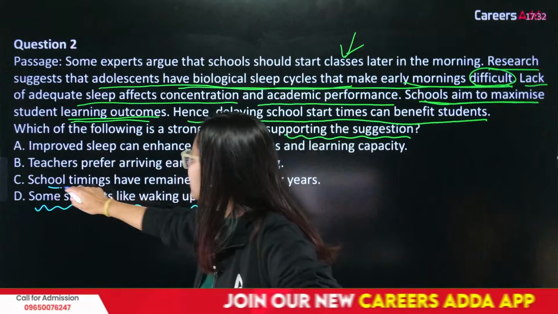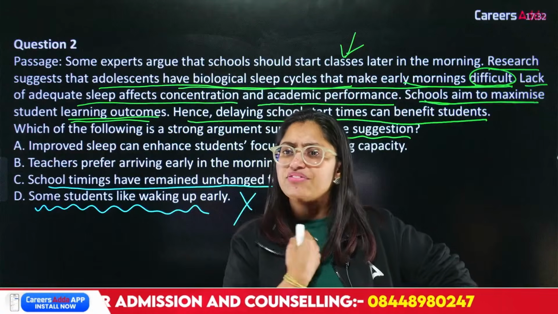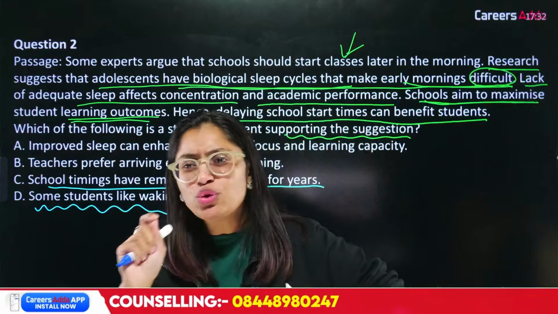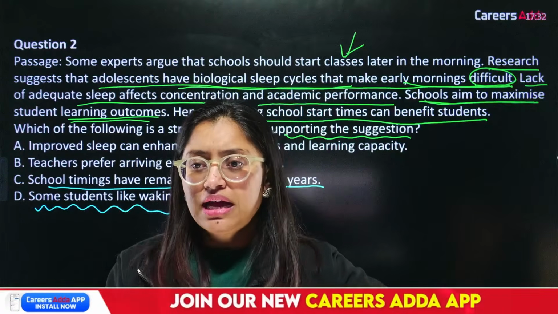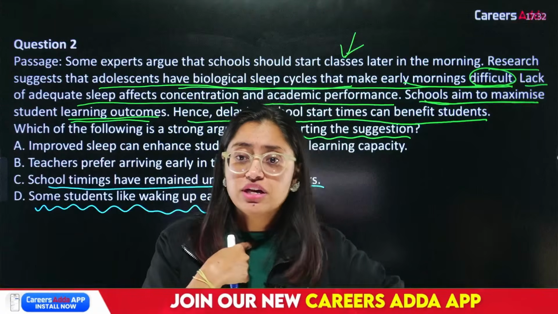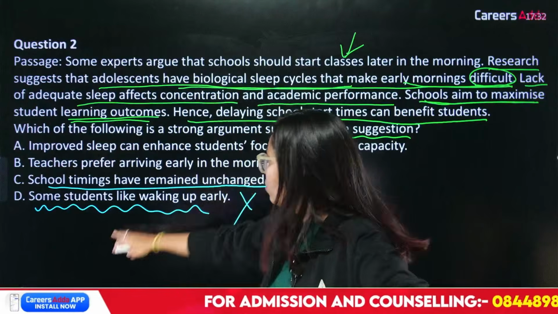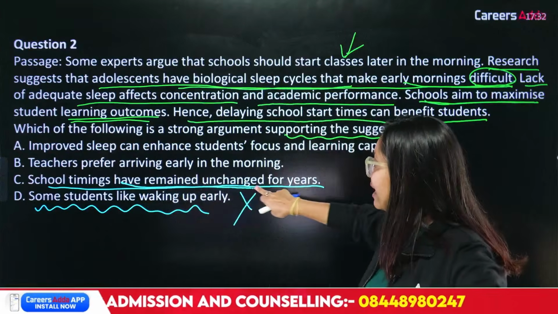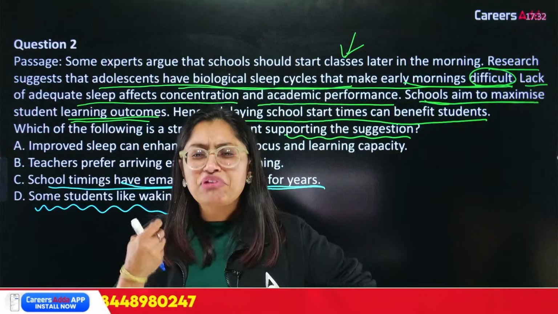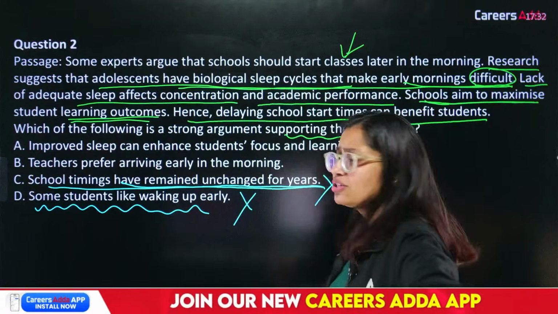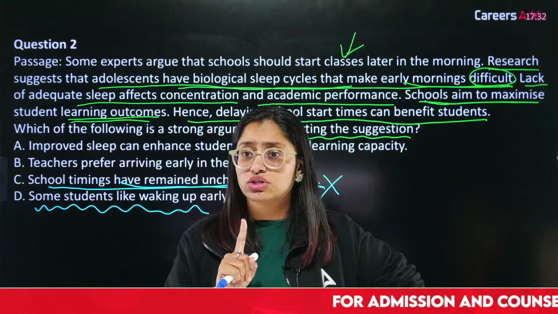Okay. So school timings have remained unchanged for years. If I say, please, school को थोड़ा late शुरू करेंगे क्या? Can you start the school a little later in the morning? And the reason that I'm trying to give is, इतने सालों से same ही time पे school चल रहा है. You have, the school timings have remained unchanged for years. So what is it? It is a very weak argument. Just because something has not changed for years, it does not mean it has to change now. This is not a strong argument. Okay?